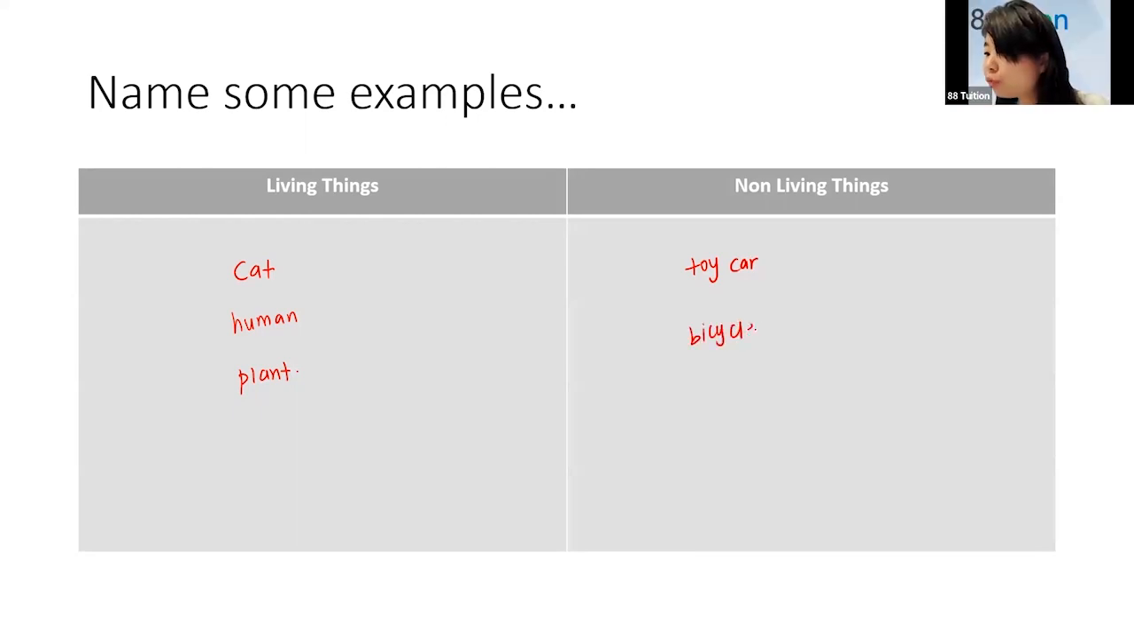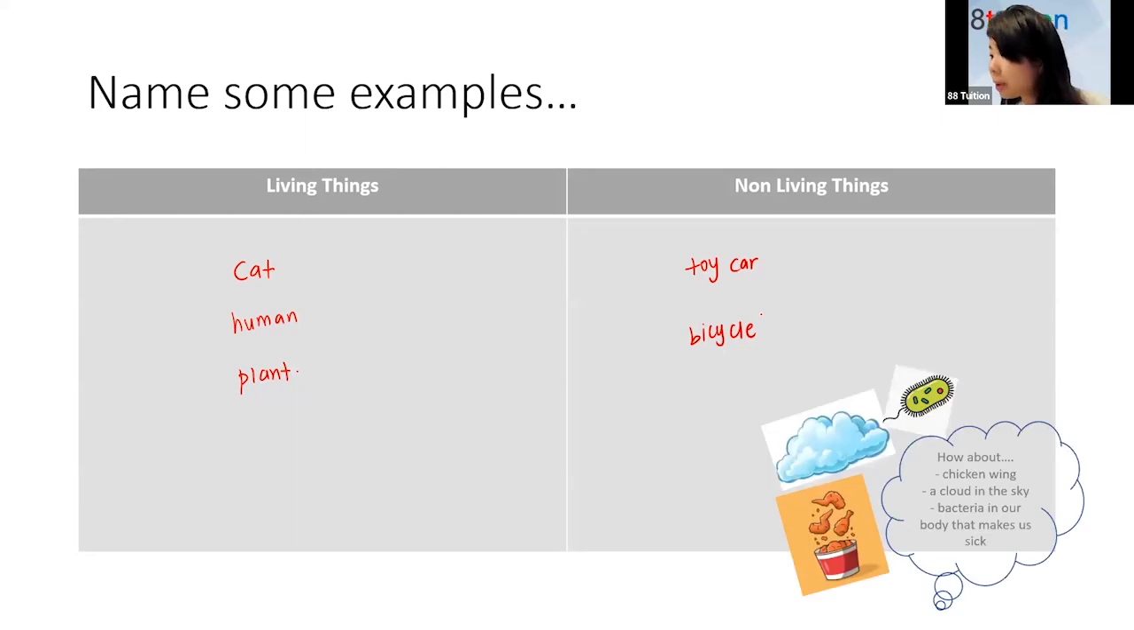Okay, so I see that you roughly know what are living and non-living things. That's not too difficult. But just want you to think about these things on the screen. Do you think a chicken wing that you ate for lunch is a living thing? How about a cloud in the sky? Because sometimes when you look at clouds, you notice that they can move in the sky. Correct or not? How about bacteria in our body that makes us sick? So when you fall sick, you have bacteria in our body. Do you think that's a living or non-living thing? So you think about that. We will go through that later.